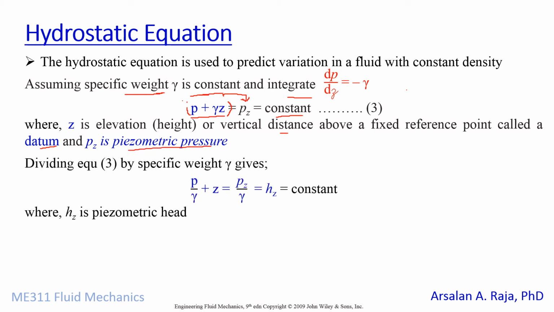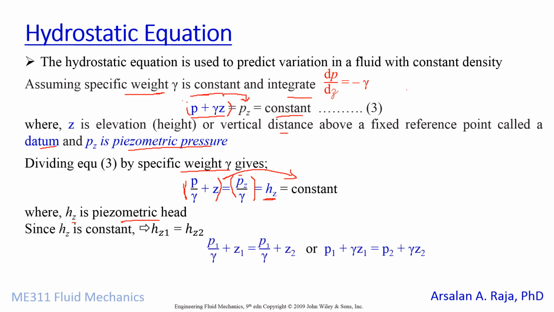Similarly, if you divide the equation by specific weight, you will end up with this term, which again can be written in this piezometric pressure form, which is again constant and is named the piezometric head, where Hz is the piezometric head. Since Hz is constant, because in one fluid, we can say that Hz1 must be equal to Hz2. That means P1 over gamma plus Z1 and P2 over gamma plus Z2 must be equal. This means that piezometric head at one point must be equal to piezometric head at a second point.